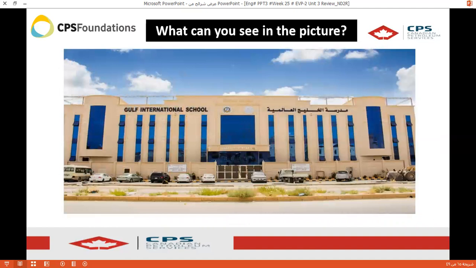You can see here a school. This school is a private school. A private school, it means it doesn't belong to the government. It belongs to a company or a person. It belongs to individuals. This is the meaning of private sector.